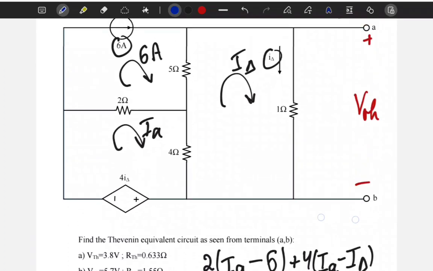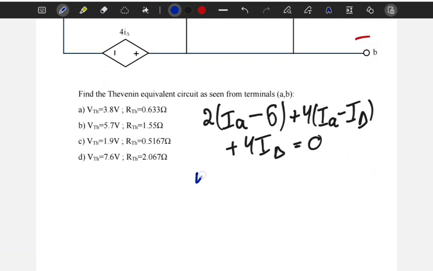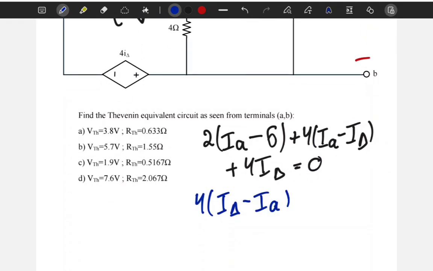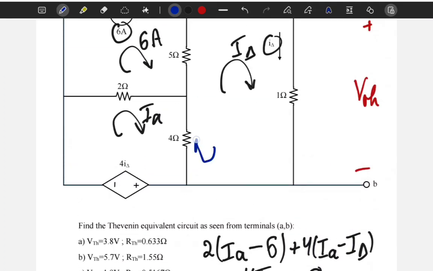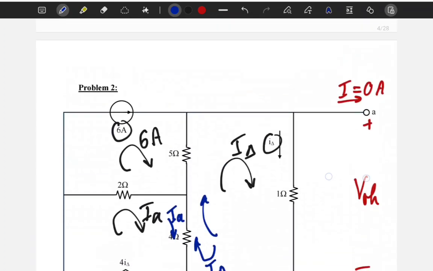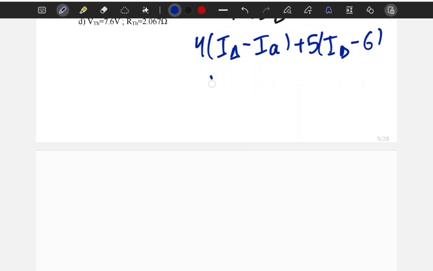Now for equation 2, I'm going to apply KVL in the mesh of I delta. So we have 4 into I delta minus IA. Notice how I delta flows into the 4 ohm resistor, but IA flows in the opposite direction. So this is going to be I delta minus IA if I go with the KVL like this. Now we have plus 5 I delta minus 6, again by the sign convention, and then finally we have 1 I delta, so just I delta.